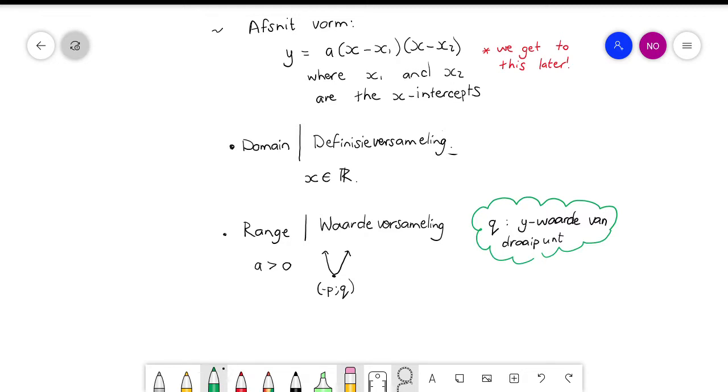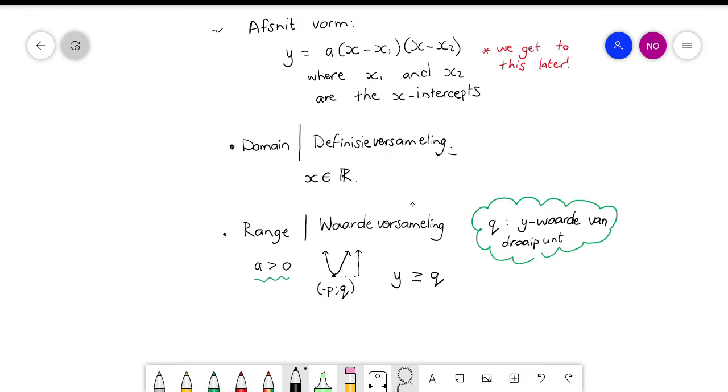Okay. As hy so lyk, as sy a-waarde positief is, dan gaan ons sê die waardeversameling, the range of this will be all y values bigger than or equal to q. Because if you guys look at this graph, do you see here's q and then the parabola is above that. So van q af, alle waardes boontoe. Sien julle dit? Hy lê van q af en alle waardes boontoe.